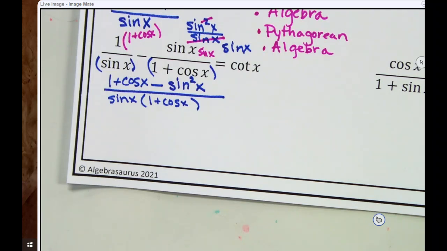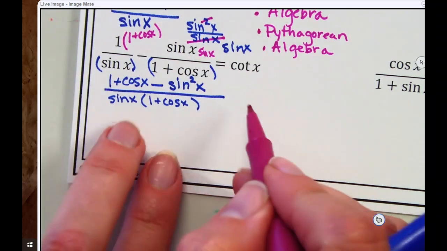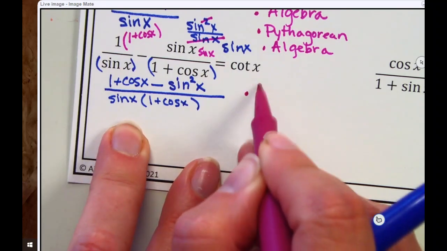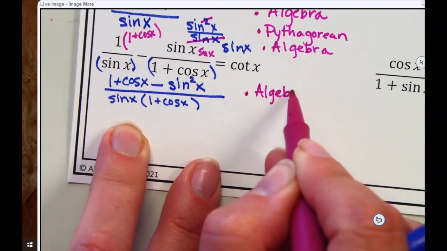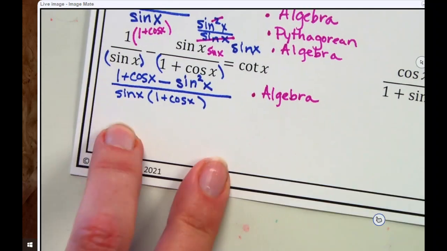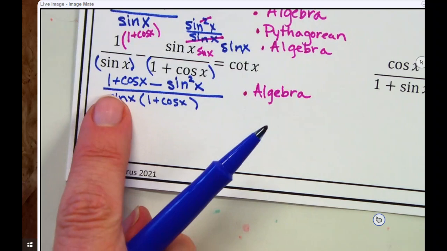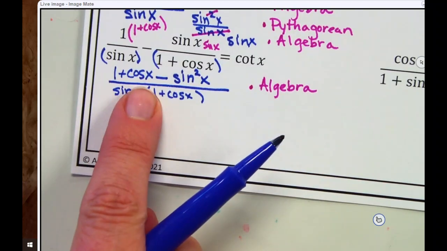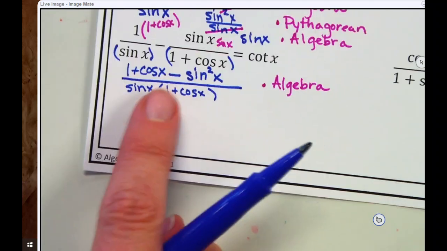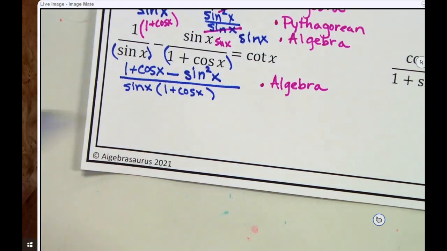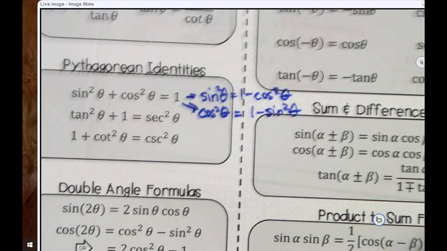How did I get there? What did we use? Didn't we just do algebra? That's all we've done so far. We got a common denominator. I don't have an identity for 1 plus cosine. Do I have an identity for 1 minus sine squared? Is there an identity for 1 minus sine squared?